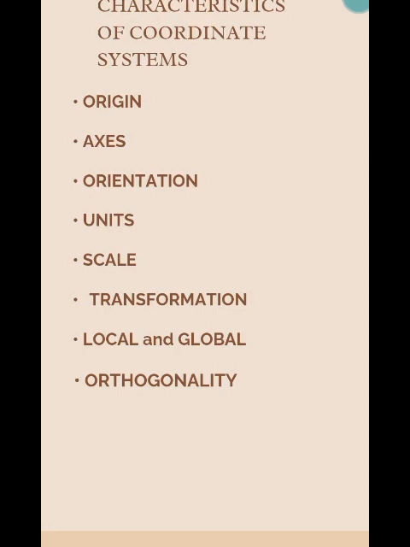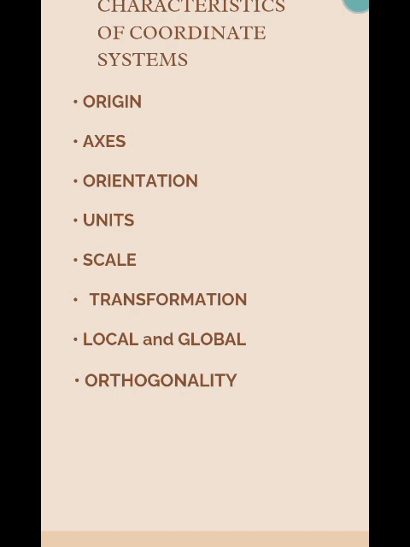Next, which is orientation. The orientation of axes determines how the coordinates are interpreted within a coordinate system. In a 2D system, the x-axis typically represents horizontal movement, left or right, while the y-axis represents vertical movement, top or bottom. In a 3D system, the orientation of axes may vary depending on conventions used in the game engine or graphics API. So next, which is units.